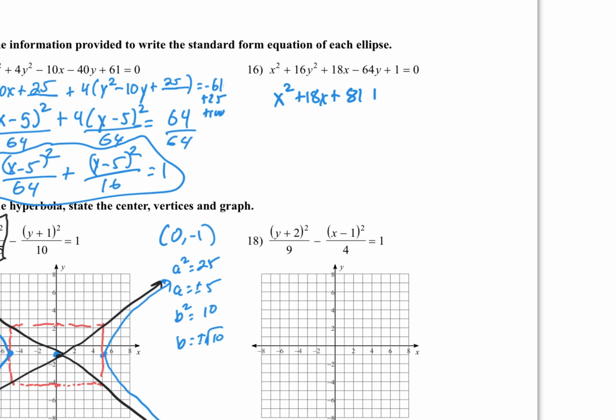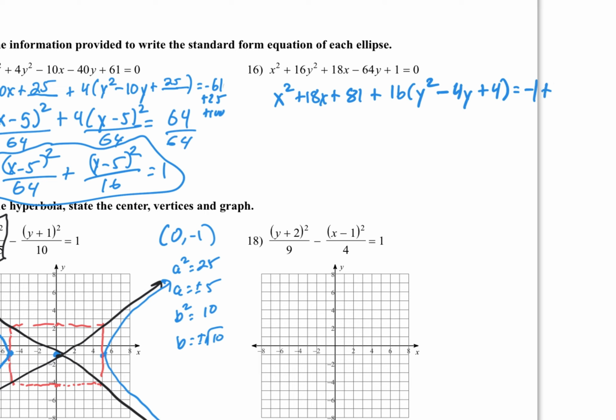Plus, now we've got a little issue. We've got 16y squared, so that means we have to factor out a 16. If I factor a 16 out of 16y squared, I'm left with y squared. Now I've got minus 64y, so I factor 16 out of negative 64, and that's negative 4, so negative 4y. Complete the square: half of 4 is 2, 2 squared is 4. Subtract 1 from both sides, so I've got minus 1.